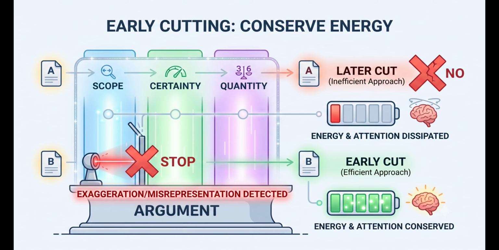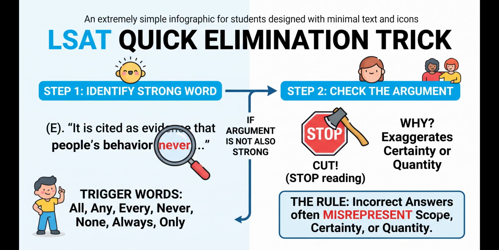Focusing on these 3 dimensions will allow early cutting of incorrect answers without having to read until the end, which will conserve energy and attention. Let's try it out, beginning with E. E. It is cited as evidence that people's behavior never stop.